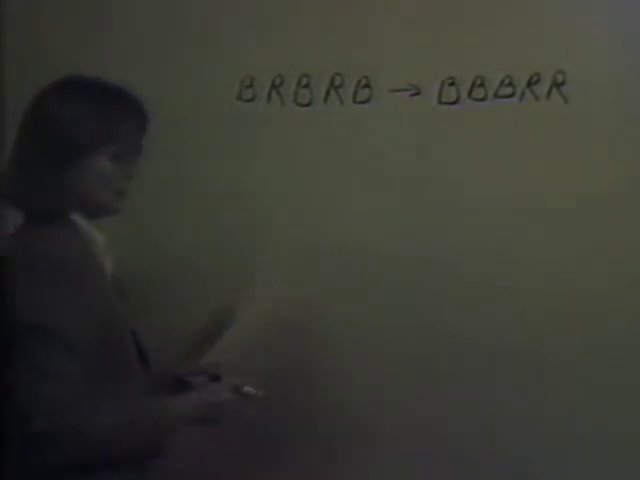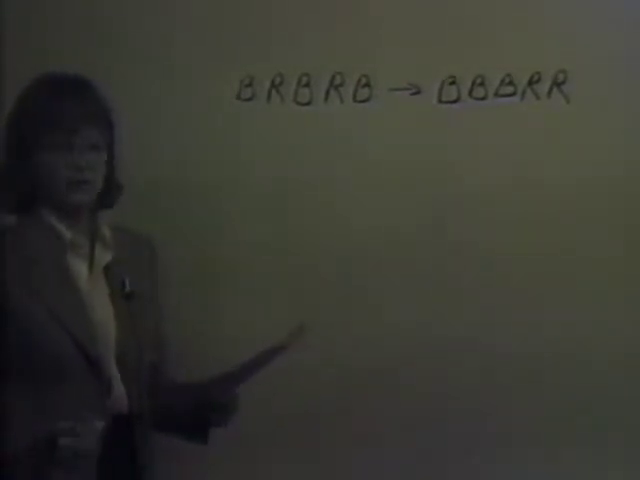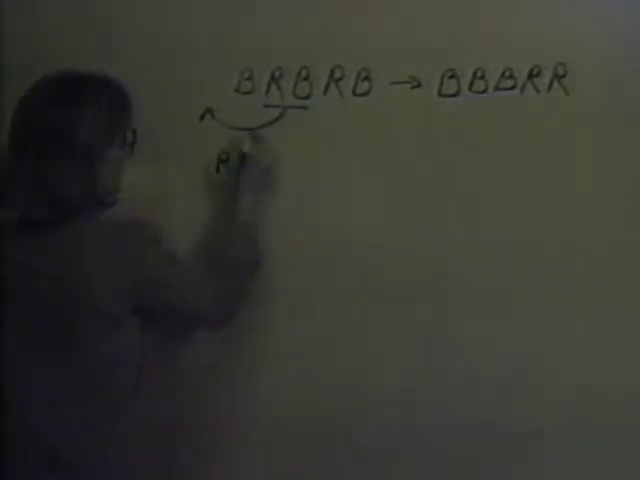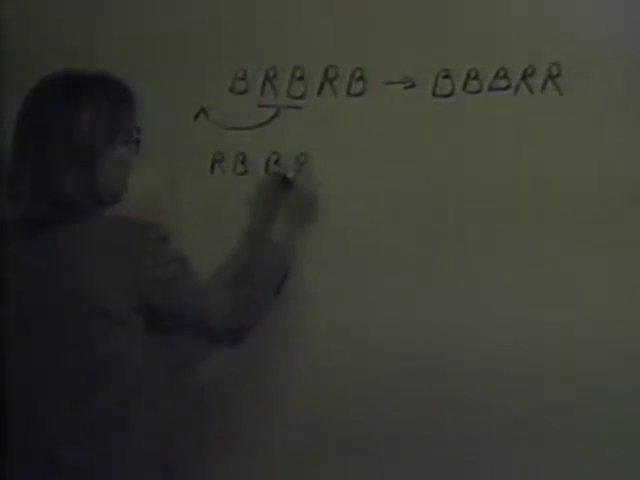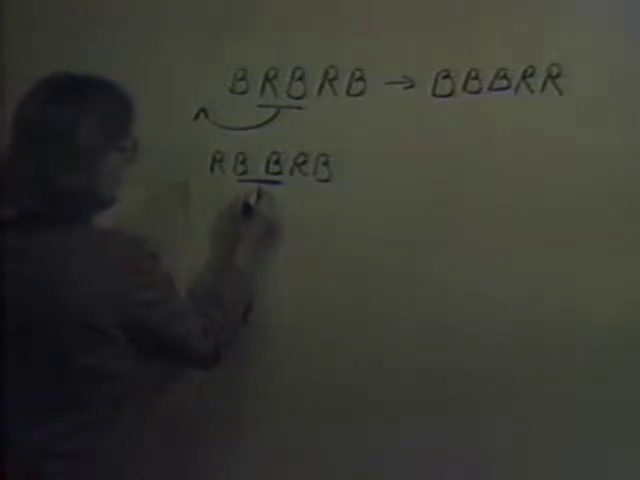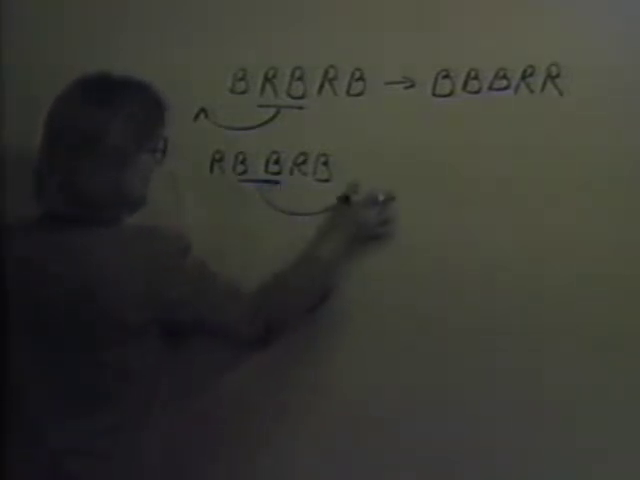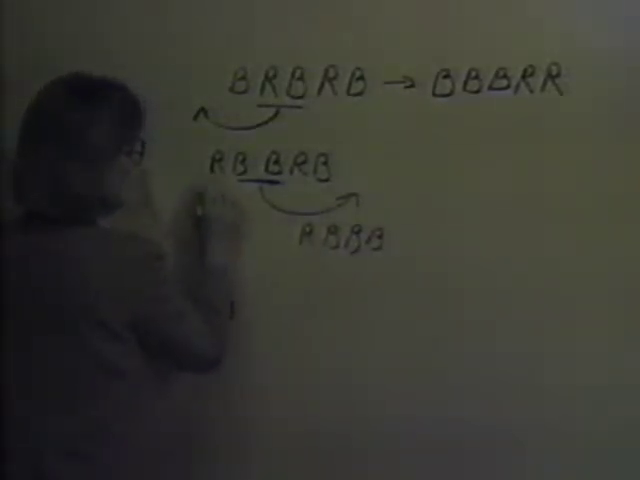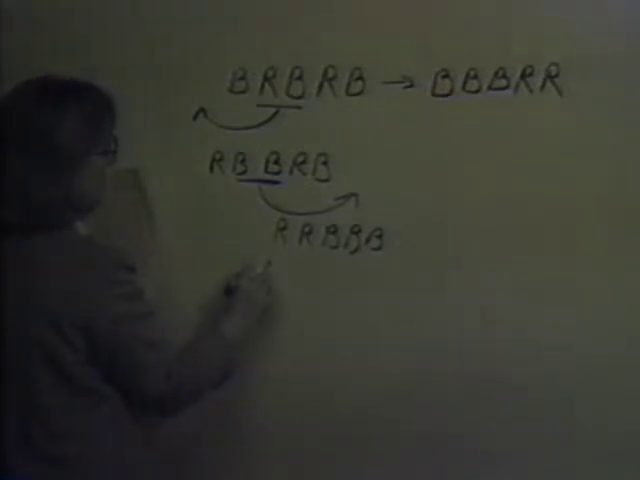There might be more than one way of doing it, I don't know, but this is the way that I figured it. I took these two and moved them over here so that we have R, B, this one right here, and then B, R, B. Okay? Then I take these two and move them this way over here, so that we have the two B's over here, then the B and the R, and this R here.